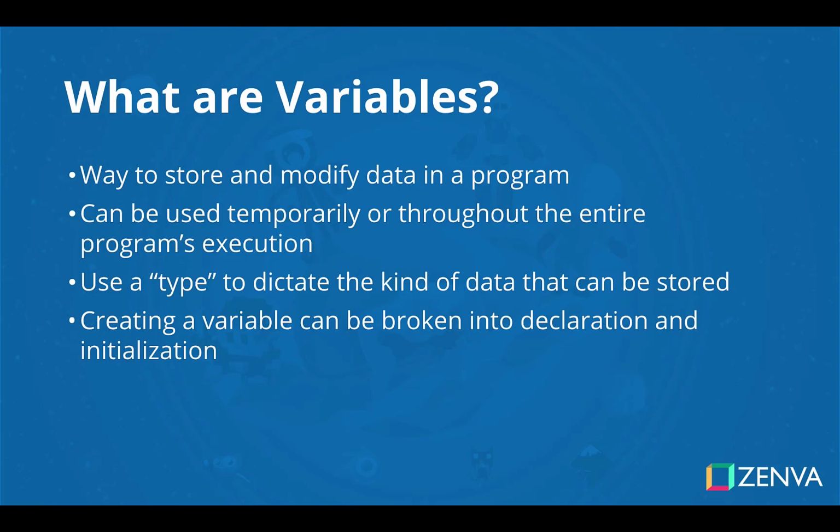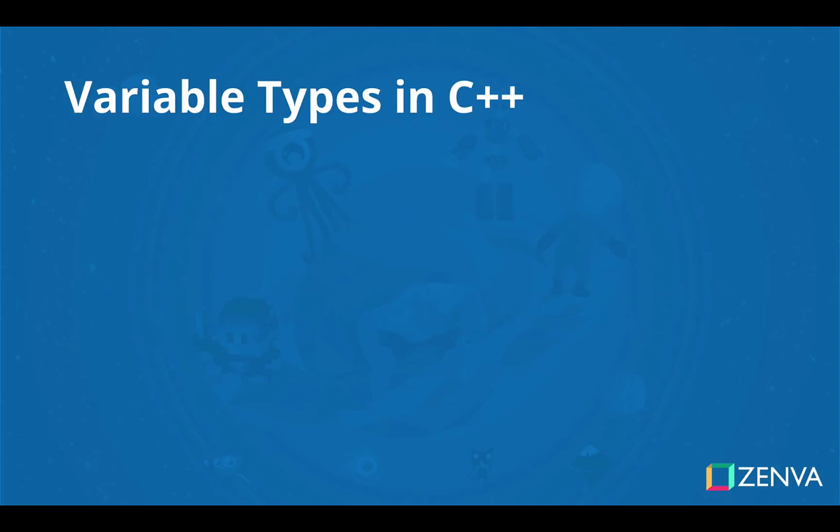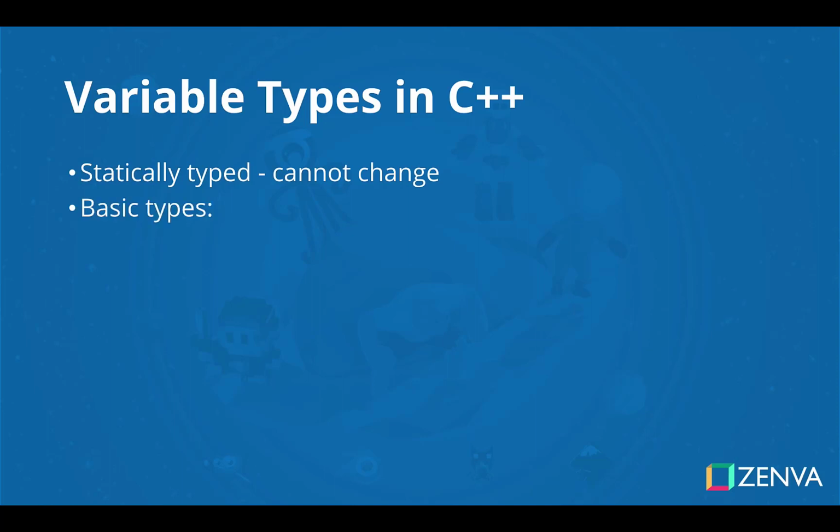Declaration is essentially assigning a type and a name to a variable, and then initialization is storing a value in that variable. So some of the types in C++, for starters, C++ is statically typed. So statically typed means once we assign a type to a variable, that type can never change. If we create, let's say, a numerical variable, we cannot then later store a true or false value in it. Now, this is unlike languages like Python, which are considered dynamically typed. Those definitely allow you to modify types of variables, but C++ is a bit more rigid that way.